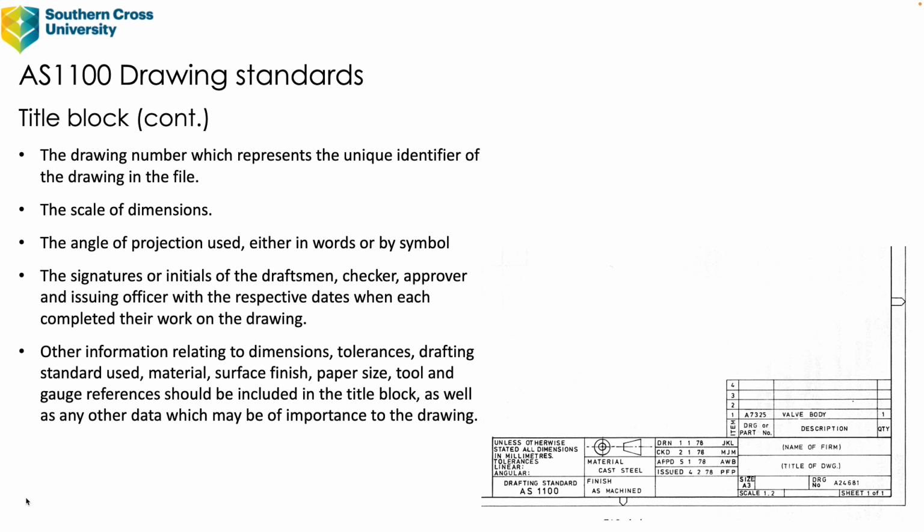And you also then need other information that relates to dimensions, tolerances, drafting standard used, which you can see there, material, surface finish, paper size, tool and gauge references should be included in the title block, as well as any other data which may be of importance to the drawing. Now, some of those things there would relate more to the engineering side of the drawing, but it's just good to know.